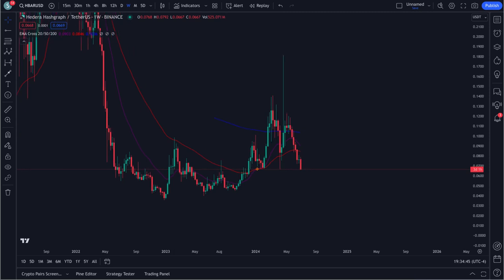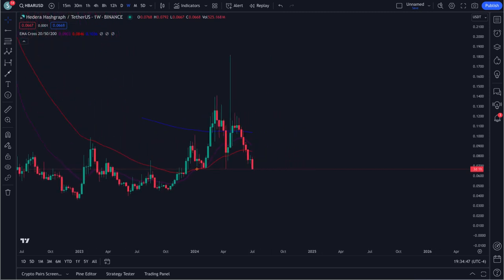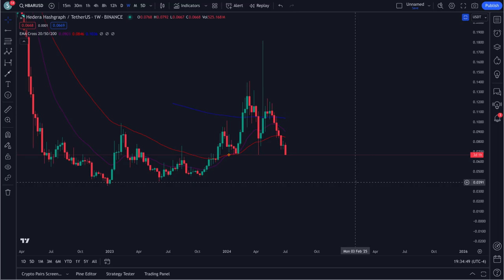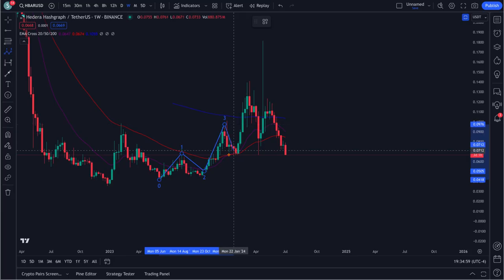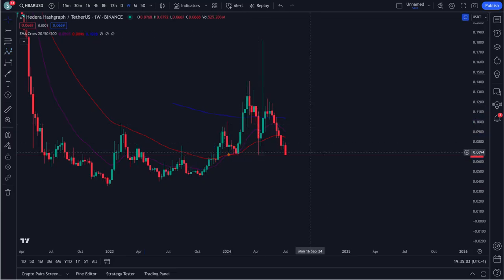Brian here with HBAR. Gonna take a look at this thing and see if we can figure out what's going on here. All right, we're below the moving averages here. Looks like an ABC correction. First off, you can see right here we had 1, 2, 3, 4, 5 waves. Then after 5 waves comes an ABC.